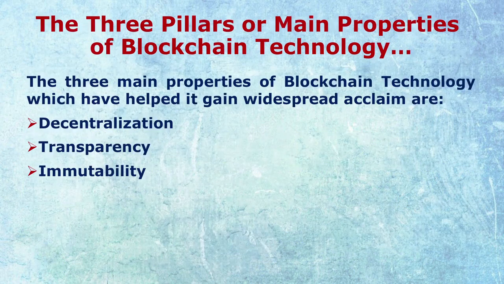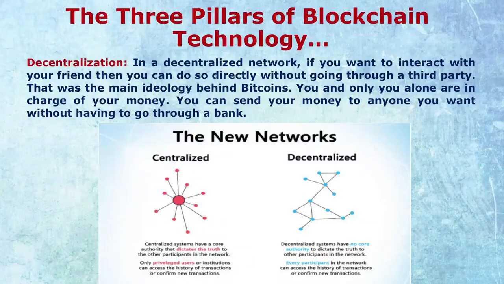The three pillars or three main properties of blockchain technology which have helped it gain widespread acclaim are decentralization, transparency and immutability. Now, let us discuss these three pillars or main properties one by one. The first one, as you can see on the screen, is decentralization.